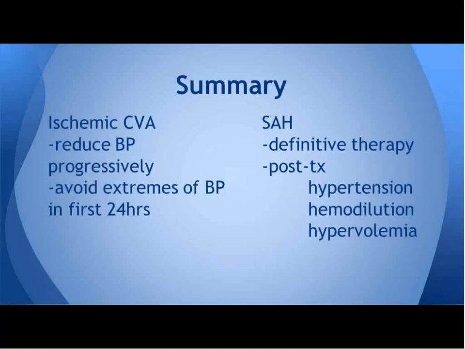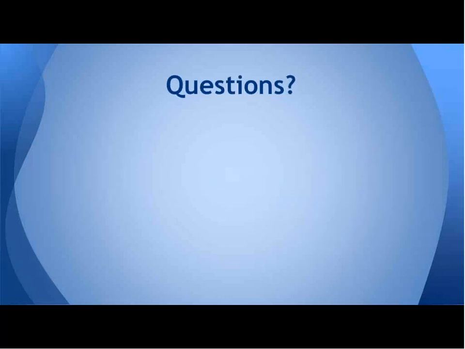Okay, so in summary, ischemic CVA, you have to lump them all together, reduce the blood pressure progressively, avoid extremes of blood pressure in the first 24 hours. Subarachnoid hemorrhage, definitive therapy, and then post-therapy, hypertension, hemodilution, hypervolemia, and control of those secondary complications from hospitalization. Any questions?